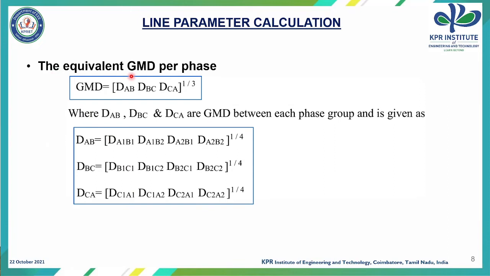Okay, the next, equivalent GMD per phase, GMD is equal to the product of DAB, DBC and DCA, all the three, power 1 by 3. So here the DAB, DBC and DCA are the GMD between each phase group and is given as DAB is equal to the distance between the A and B conductor respectively, power 1 by 4. Similarly, for the distance between the BC and CA are represented here.